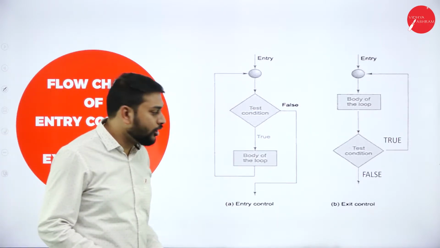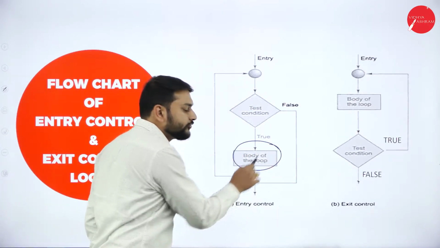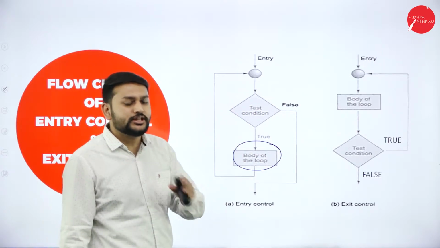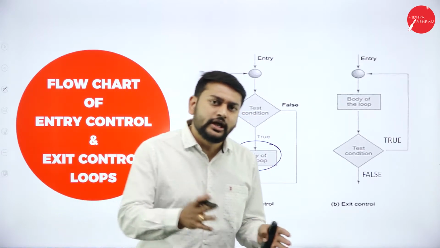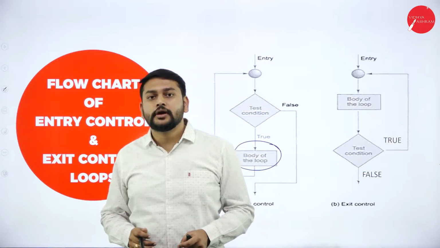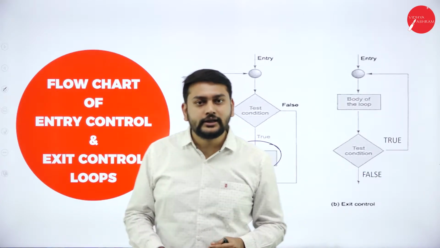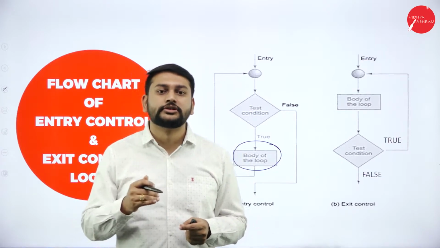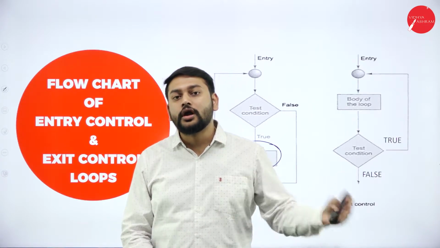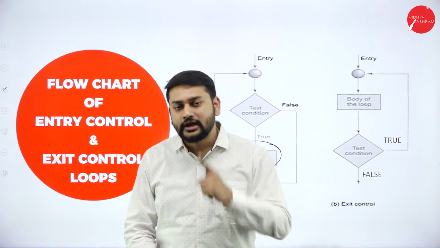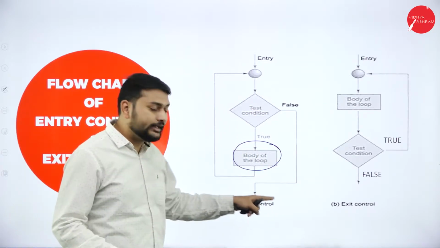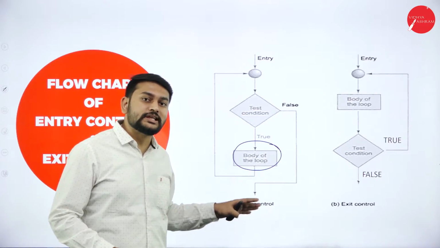Before I get inside the body of the loop, I have to satisfy some condition. Let's take an example. We have the college. In front of the college, we have the security. You have to show the ID cards to come inside the college. So the condition should be tested there. Suppose if you don't have the ID card, you are not allowed to come inside. That is the condition. Remember this. That's what I will call an entry control loop.